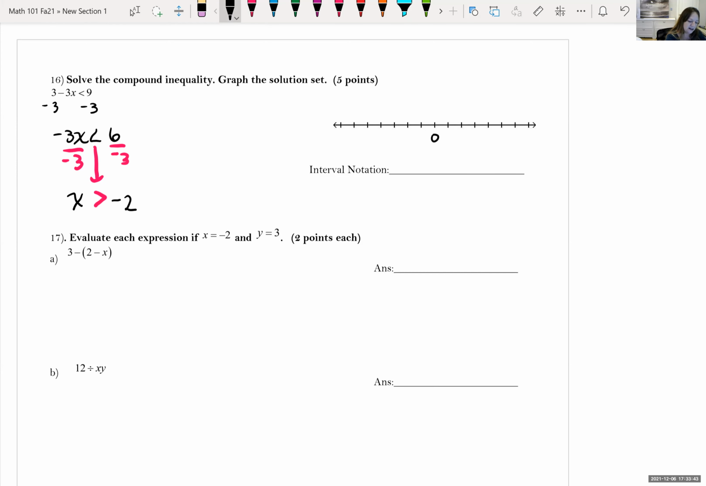So on the number line, if this was 0, negative 1, negative 2, we would have anything bigger than negative 2. So have that parentheses there and shaded to the right of it. And then in interval notation, we're starting at -2, so parentheses -2, but not including, and going to infinity.